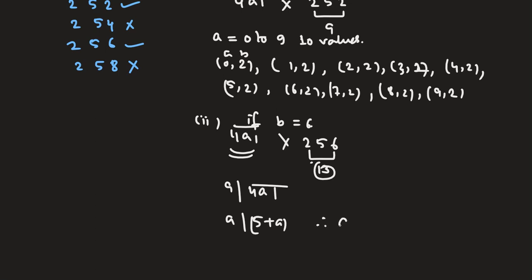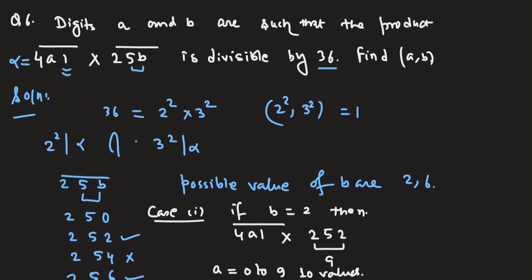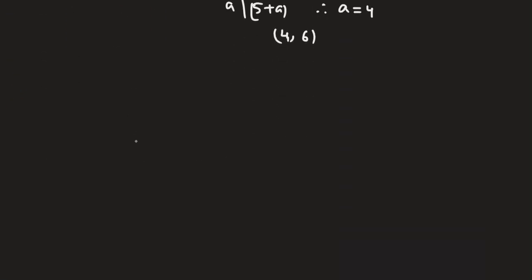So if you take a is equal to 4, then it will work. So a is equal to 4 and b is equal to 6. So one pair from here you are getting. So we can say that the total number of pairs of a and b will be 11. Is it clear? Hope all of you understand this question number 6.